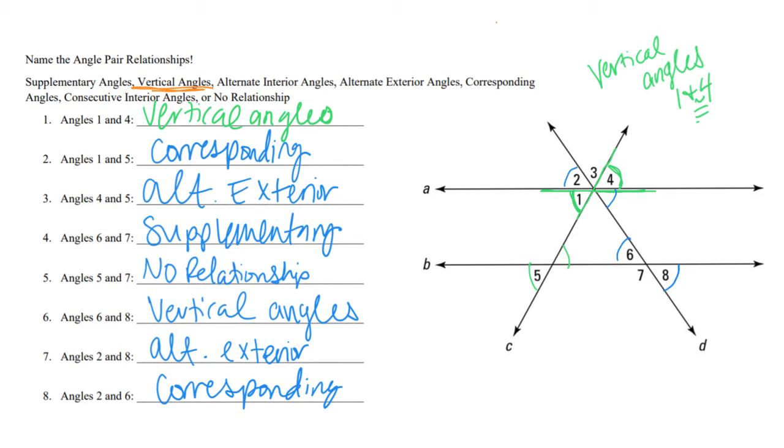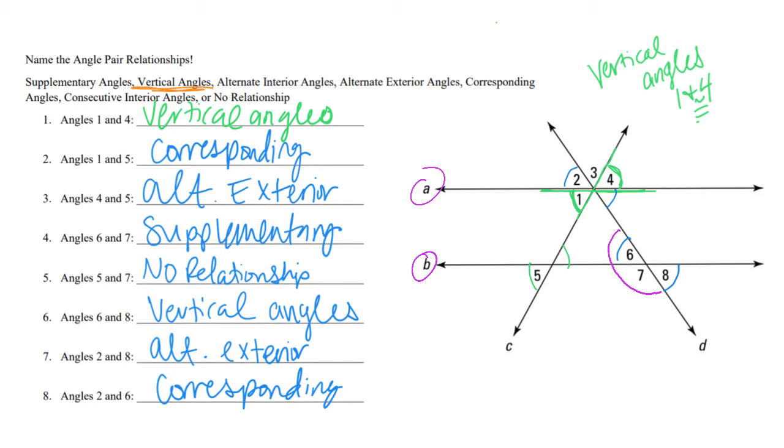So 1 and 5 are corresponding because one is on the outside, one is on the inside of the parallel lines, and they're on the same location with that transversal. 4 and 5, alternate exterior. They're both on the outside of parallel lines A and B, and they're on the opposite sides of the transversal. 6 and 7 are a little bit tricky. They're next to each other. They make a straight line, which means they are supplementary.